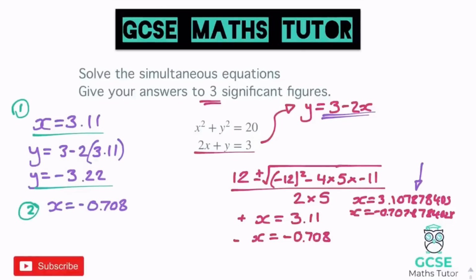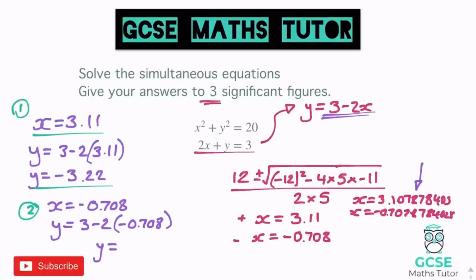So if I sub that in, y equals 3, take away 2 lots of negative 0.708. And let's see what we get for y. I'm going to have to type this in again. So I'm going to go back into my calculator. I'm just going to delete that old one.